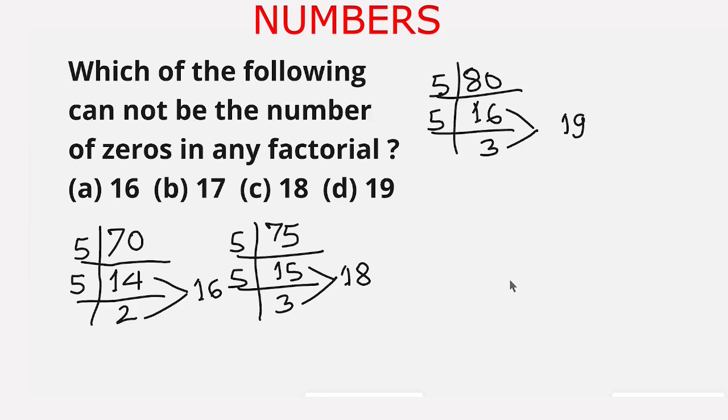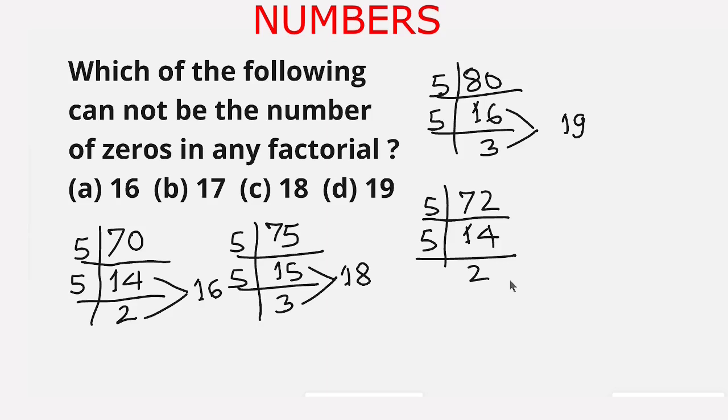If we take, say, 72, 5 divides 72 for 14 times, and 5 again divides 14 for 2 times. So there will again be 16 zeros in 72 factorial. Similarly, there will be 16 zeros in 73 factorial, and it will be the same in 74 factorial.